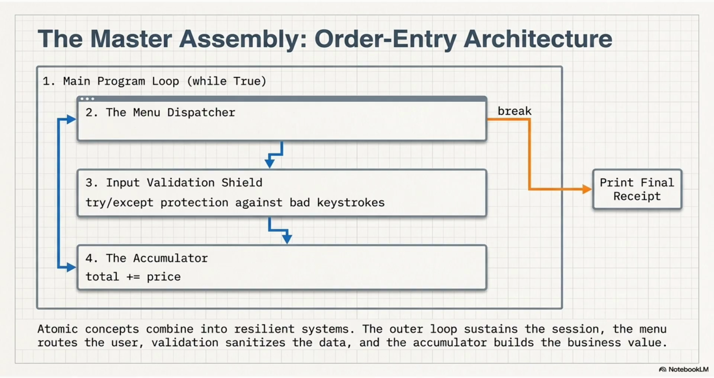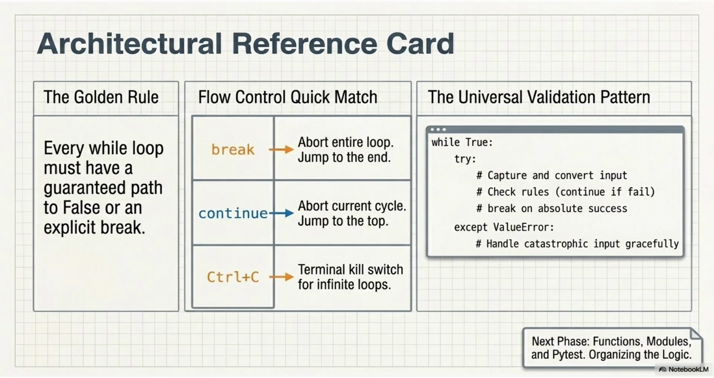When the user selects quit, break exits the main loop and the program prints the final receipt. The bottom caption captures the insight: atomic concepts combined into resilient systems. Each pattern you learned separately: while true, break and continue, try and except, the accumulator. These slot into specific layers of the architecture. Understanding the layers makes the whole system readable and maintainable.